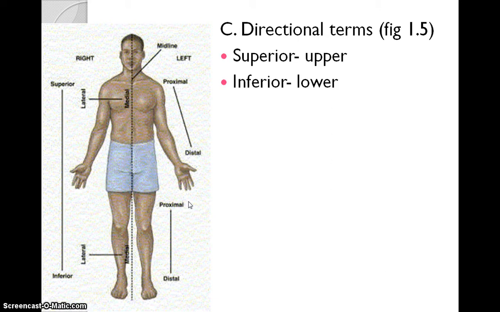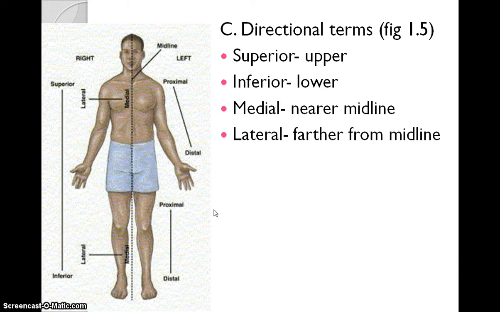These include the pairs such as superior and inferior. So superior would refer to upper, as in the head is superior to the chest. Inferior refers to lower, as in the legs are inferior to the chest. The next pair of terms are medial and lateral.